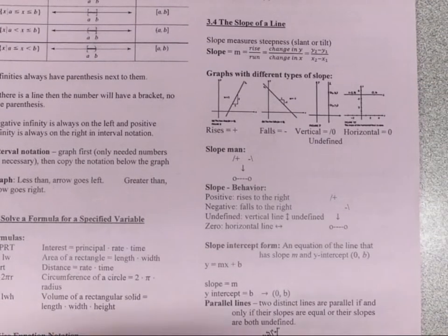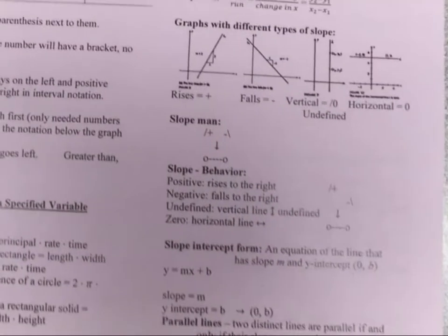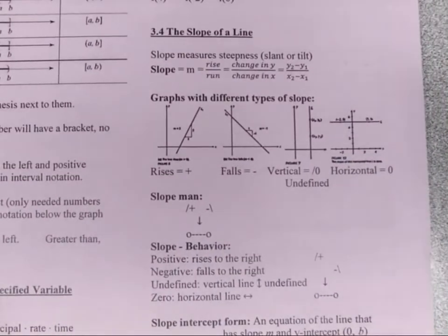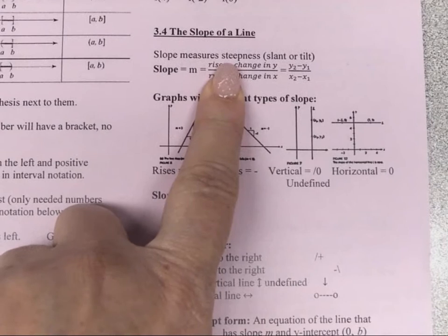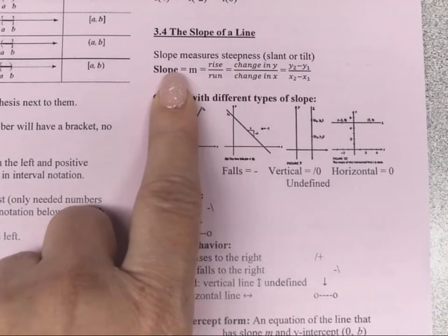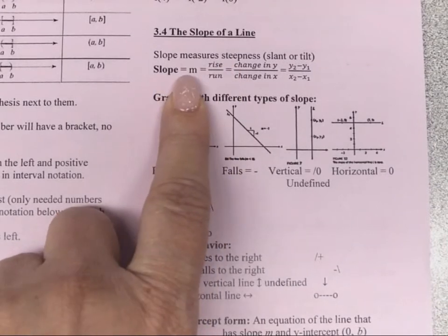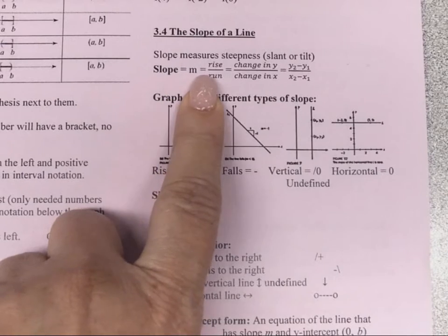So we're going to talk about the slope of a line. Let me zoom in here just a little bit. So slope measures the steepness or the slant or tilt. And the slope formula is equal to m, which is rise over run.